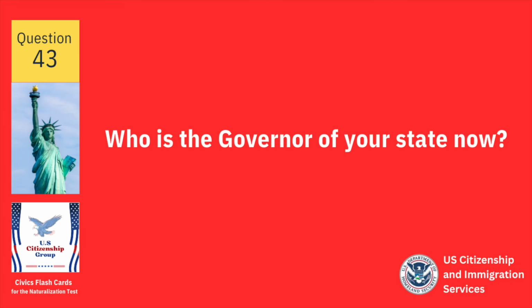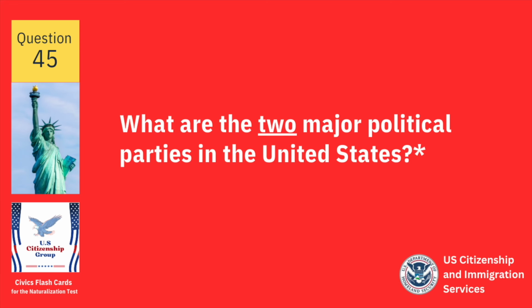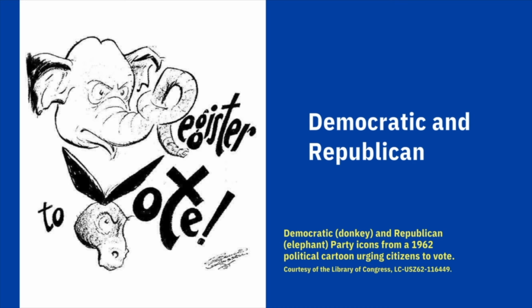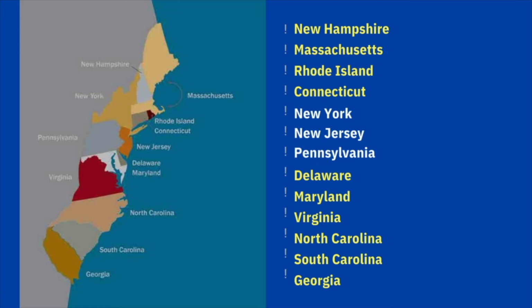Who is the governor of your state now? Answers will vary. What are the two major political parties in the United States? Democratic and Republican. There were 13 original states. Name 3. New York, New Jersey, Pennsylvania.